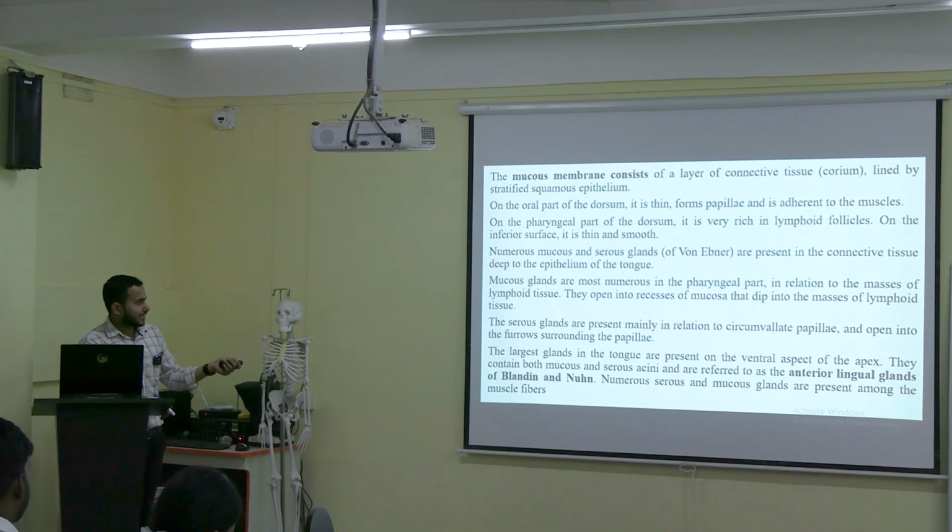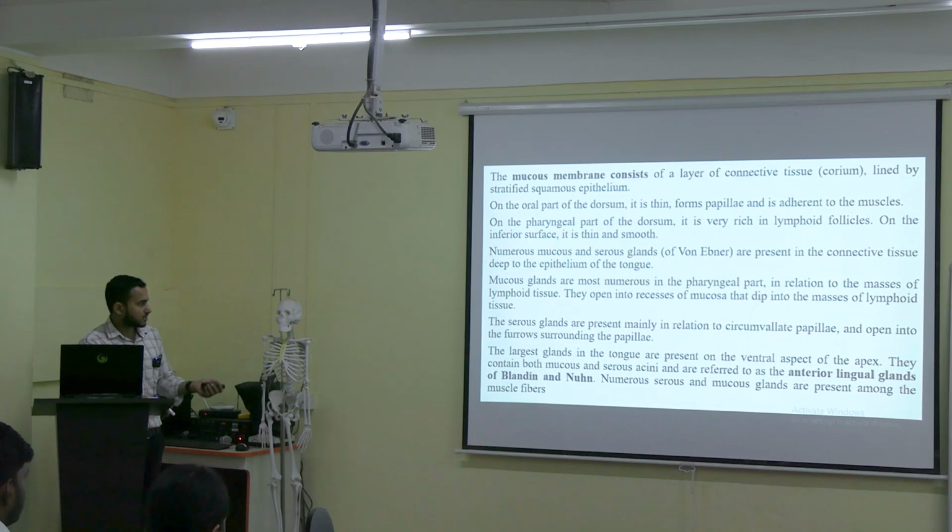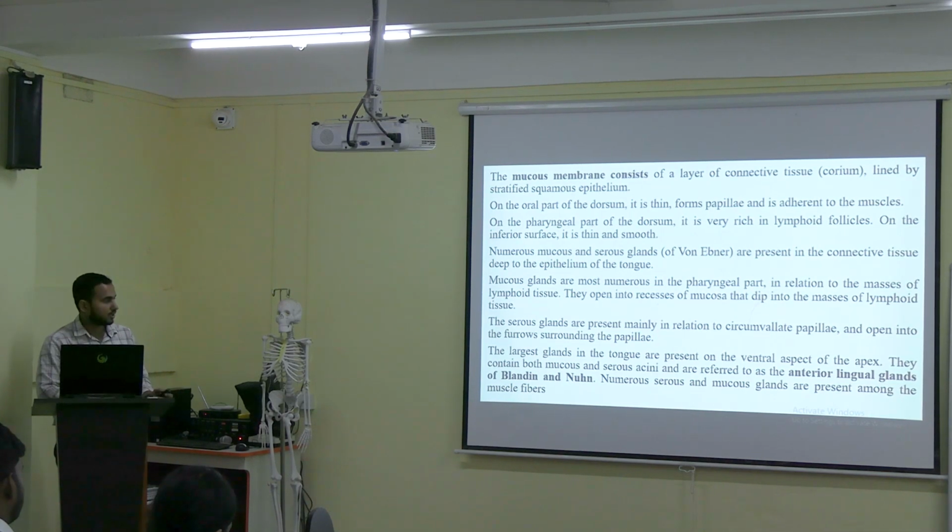Now the largest glands in the tongue are present on the ventral aspect of the apex. They contain both serous and mucous acini, and are also called the anterior lingual glands of Blandin and Nuhn. These are the largest glands, present on the ventral aspect of the tongue.